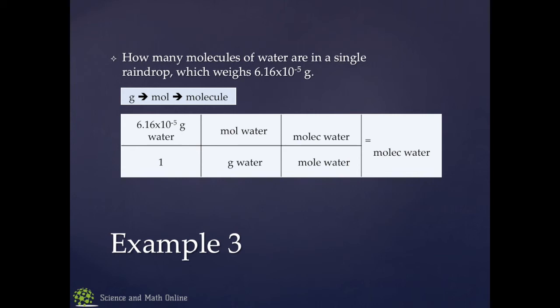Okay, so grams of water over 1, then grams to moles, moles to molecules. Final answer is molecules. Then put in your conversion factors. The molar mass of water is 18 grams per mole. Avogadro's number for the molecules, and you will get 2.06 times 10 to the 18 molecules of water in a single raindrop. Okay, that's over quadrillions of molecules in a single raindrop. Once again, it tells you how just crazy big the mole is.